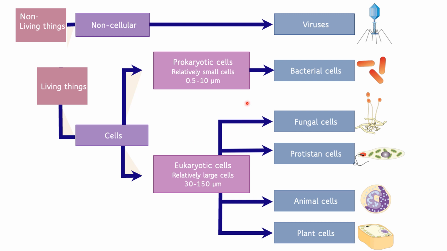The two groups we're going to look at are prokaryotic cells and eukaryotic cells. An example of prokaryotic cells are bacteria, so very small types of cells. Eukaryotic cells are much larger, for example, fungi, protista, animal cells, and plant cells. We're going to focus on these two down the bottom here.